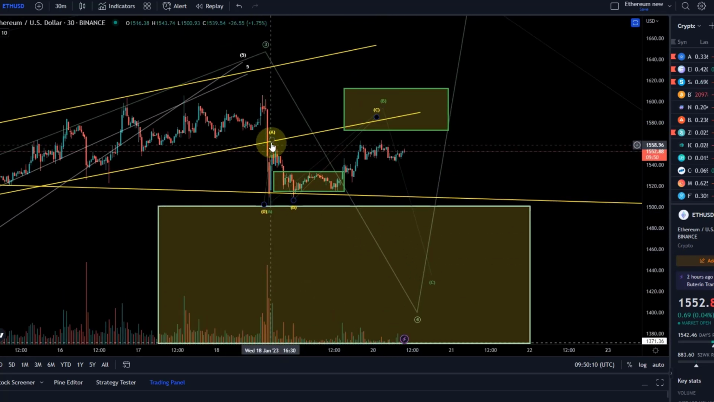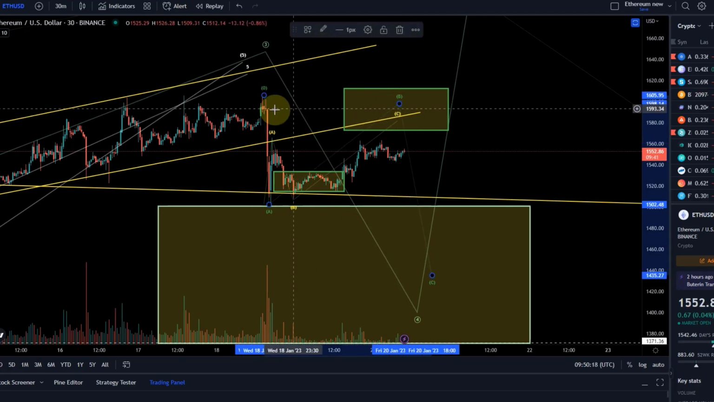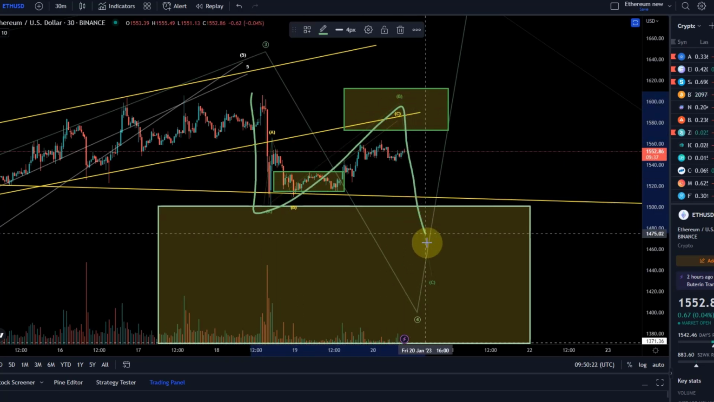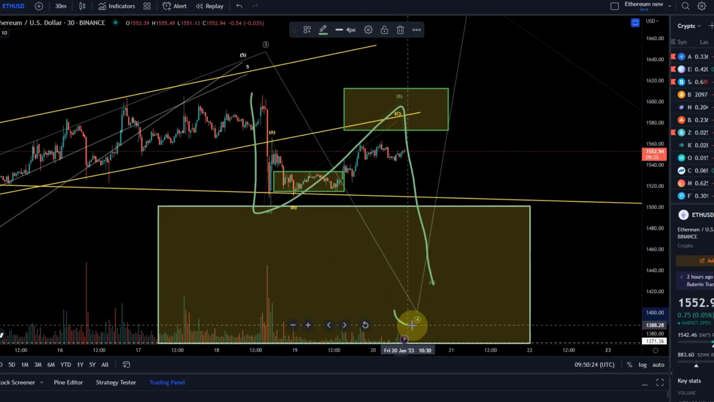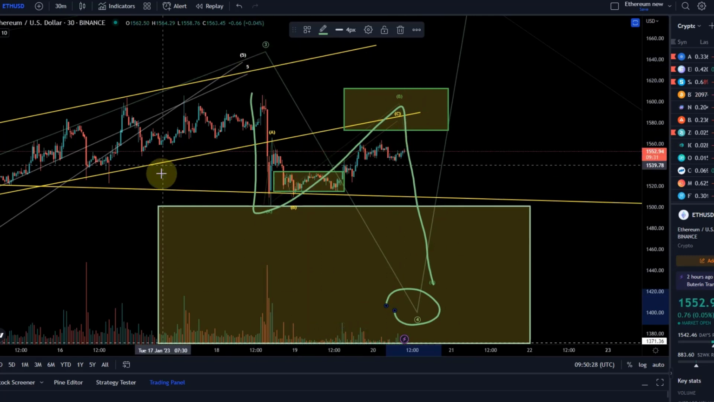However, this could just simply be an A wave. This could simply be a B wave. And this could simply be a C wave within a larger B wave. So we could just be making here, highlighted in green, an A, B, C within wave 4. That's sort of what I'm looking at, especially as the move up is really corrective.